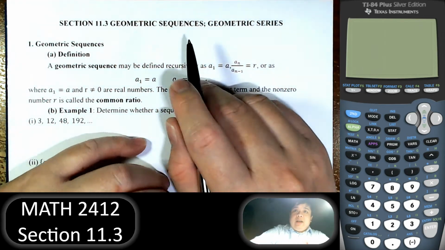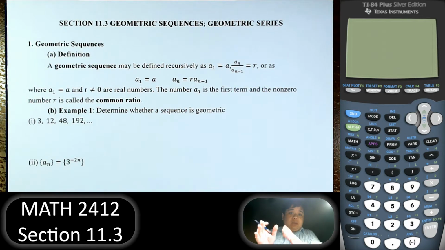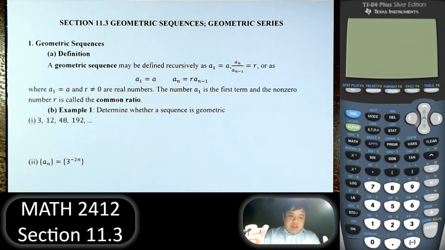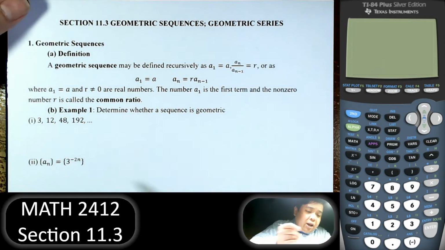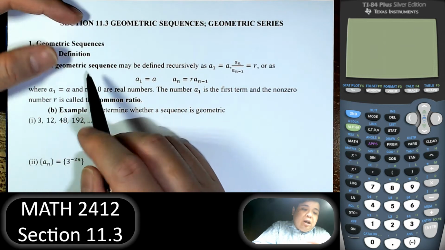A sequence is a function that has particular terms. A series is the sum of the sequence. Alright, we'll get there. But first, geometric sequence. Definition.